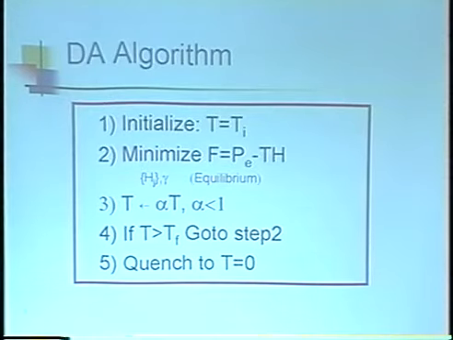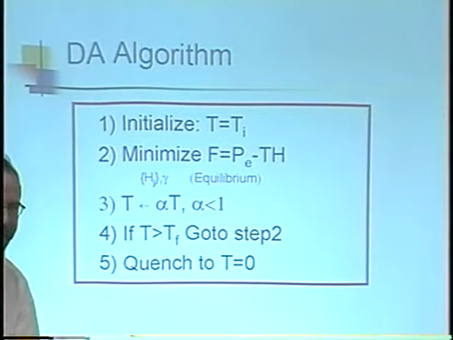The algorithm starts at some initial temperature, minimizes free energy to equilibrium, lowers the temperature until you reach some final temperature, and then there is a quenching step where you go to zero, because we're not really going with this schedule all the way to zero. So you're going to stop somewhere.